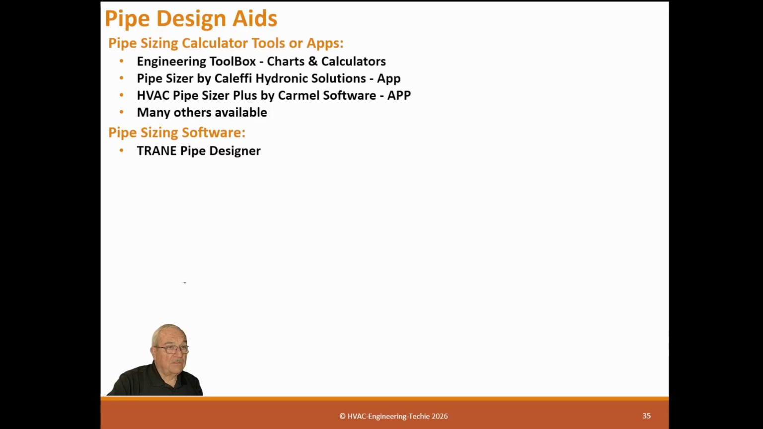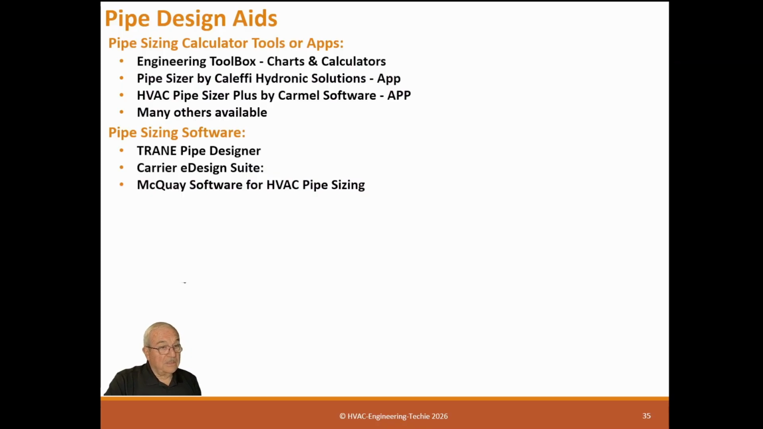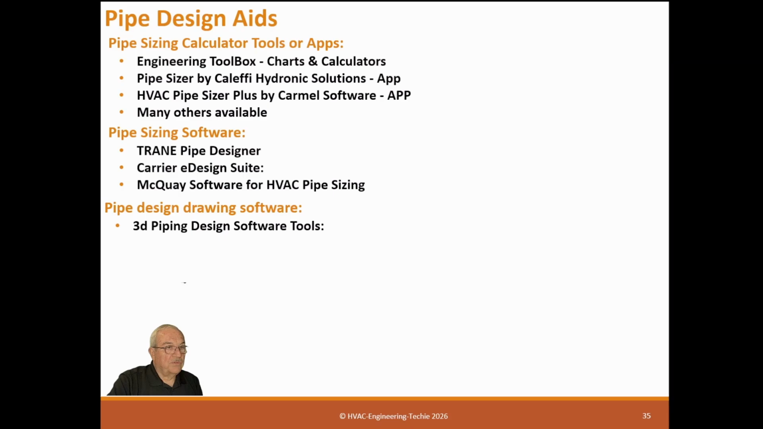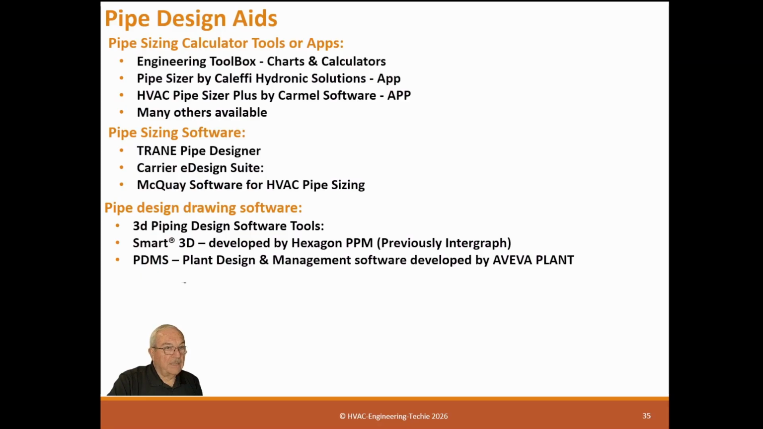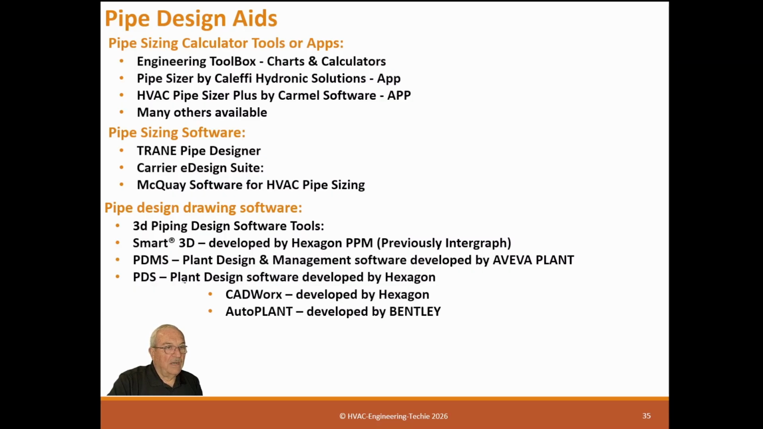Pipe sizing software: Trane Pipe Designer, Carrier Design Suite, eDesign Suite, McQuay software for HVAC pipe sizing. I assume that Daikin has kept that current. There are others. Pipe design drawing software, so 3D piping design software tools: Smart 3D is available. PDMS, Plant Design Management Software by Aveva, and PDS Plant Design Software by Hexagon. CADWorx Development by Hexagon. AutoPLANT Development by Bentley. AutoCAD Plant 3D by Autodesk.